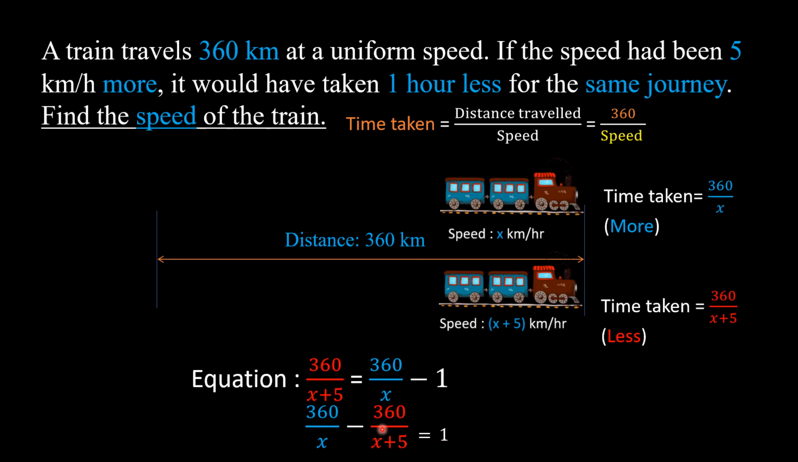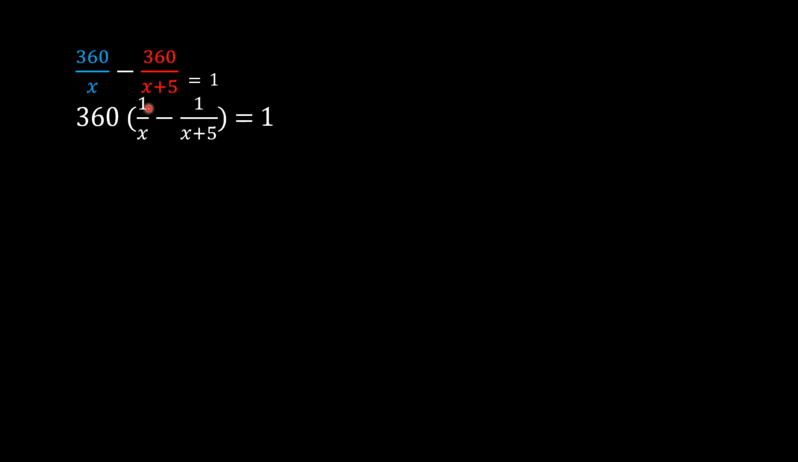Now this is the expression that we got. We will simplify this expression and get a quadratic equation. Now we have 360 divided by x minus 360 divided by x plus 5 equals 1. Now here we will take 360 common from these two terms and write 360 multiplied by 360 divided by 360 will be 1, and this 360 divided by 360 will also be 1.